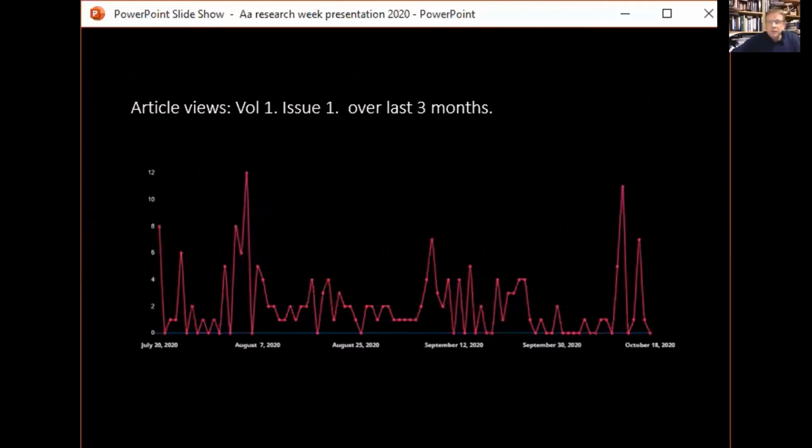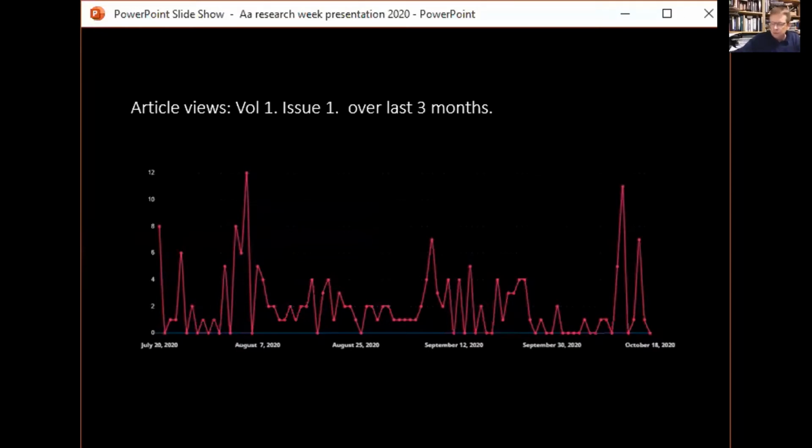And in terms of did anybody actually look at this stuff, one of the great things about the online journal is it gives you all the metrics. It tells you who's been viewing what and when. So just this morning I downloaded article views across the first edition over the last 3 months, and you can see there it hops up and down. So 12 people viewed it one day, maybe half a dozen the next day, and so on and so forth.